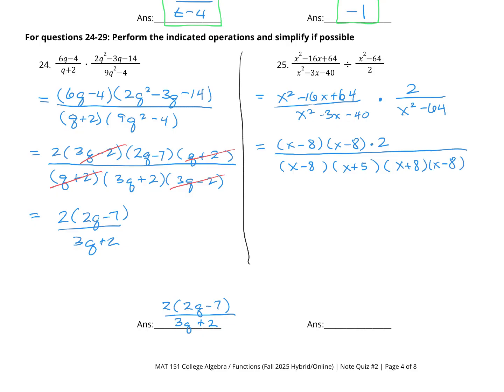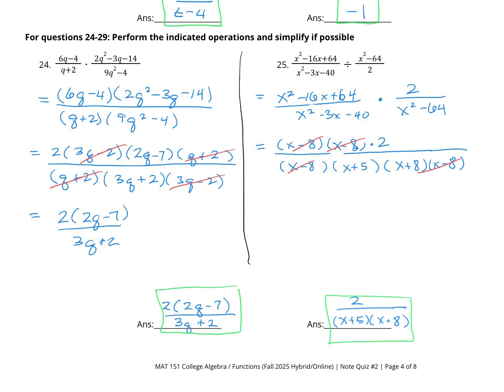Now we're set up again for a nice little cancel fest. X minus 8's canceled out of there. That one canceled, but I didn't want to erase it. That was really an x minus 8 before I destroyed it. And that x minus 8 cancels with that one. And I'm left with a 2 sitting over top of x plus 5 times x plus 8. And once again, we will box them up so we can have our answers accounted for.